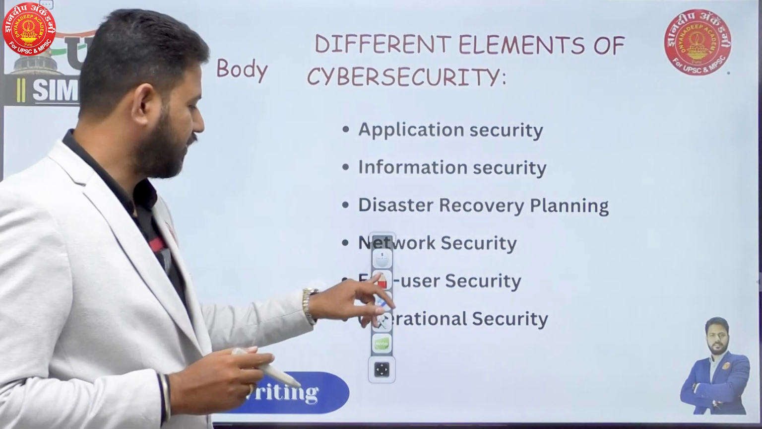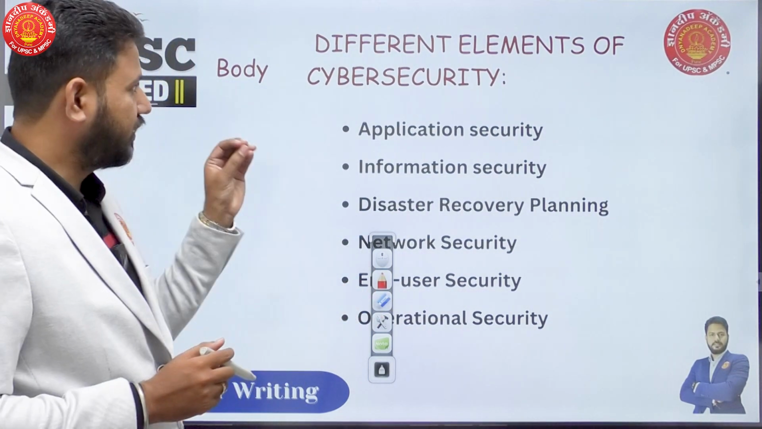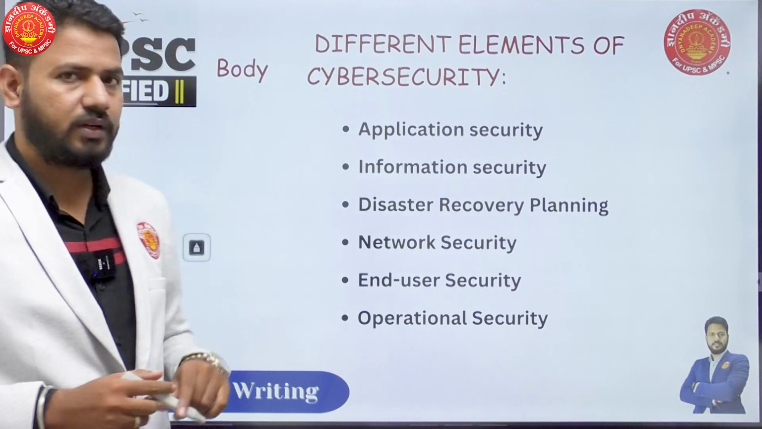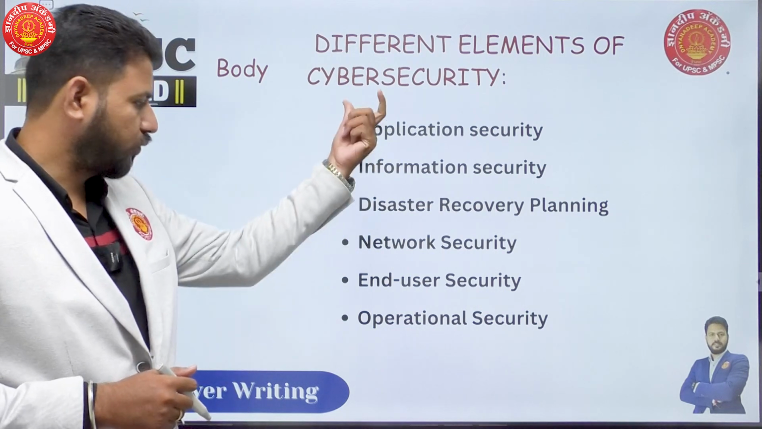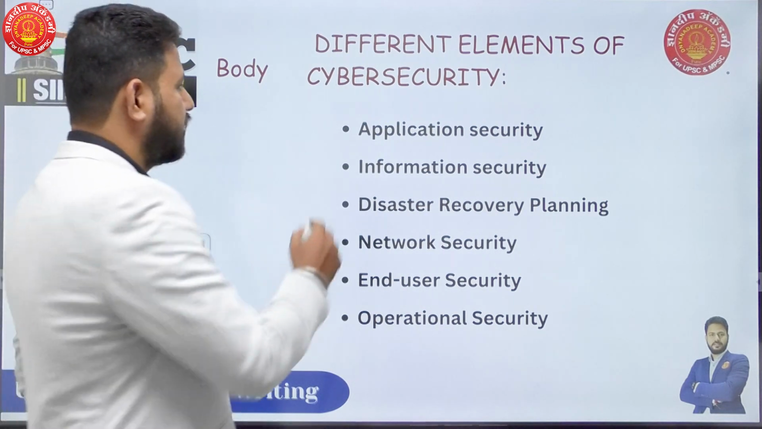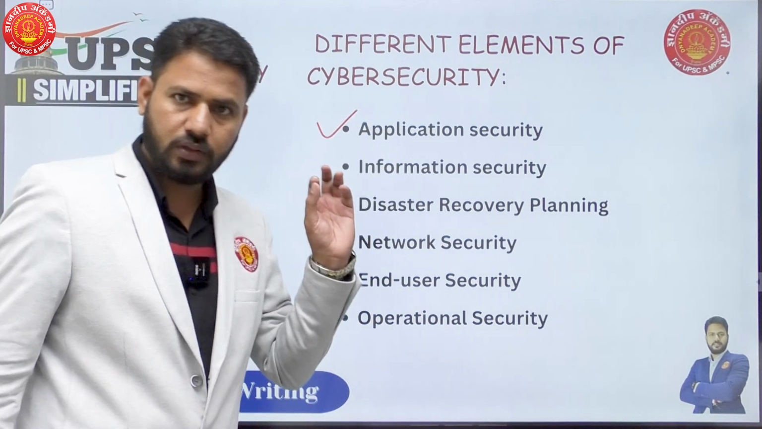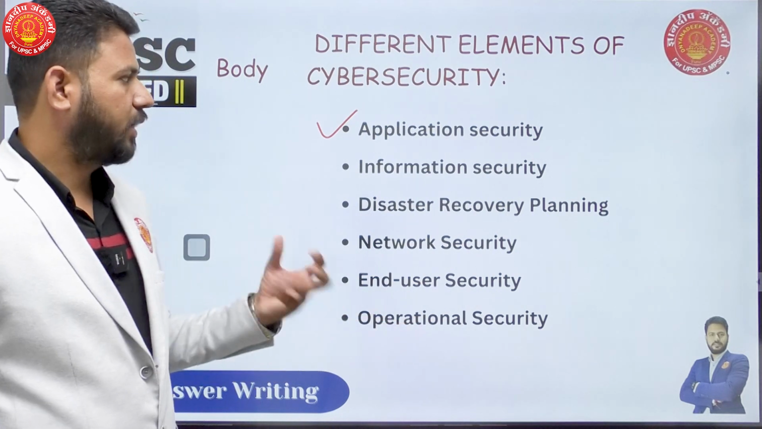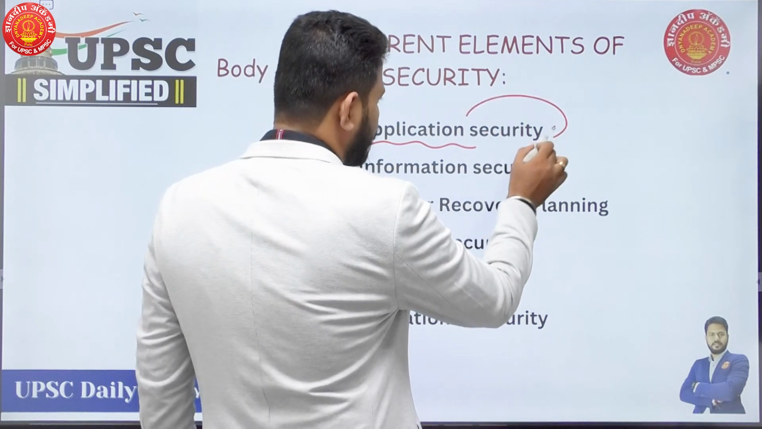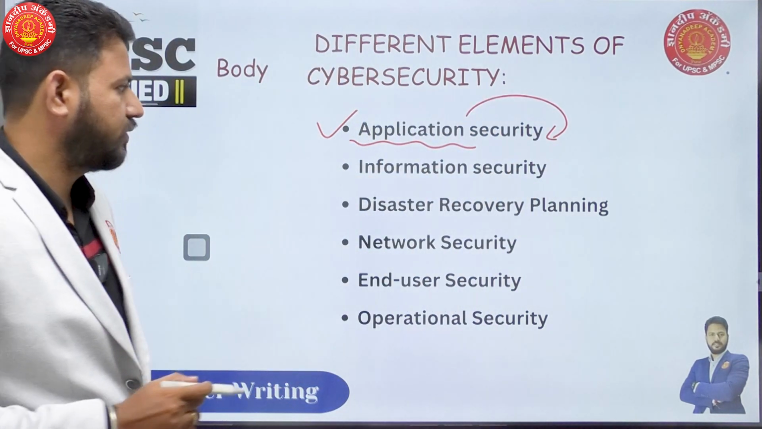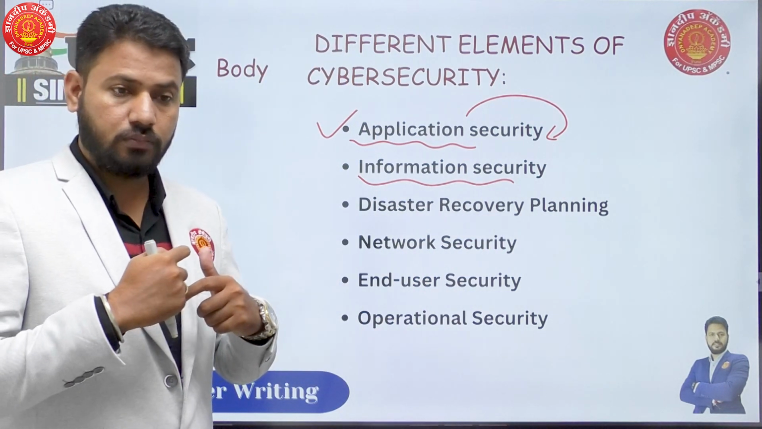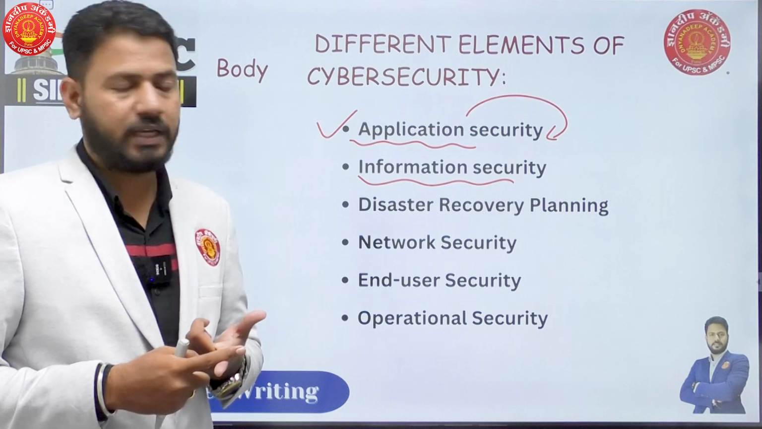Now, the second part here, and again the most important, is what are the different elements of cybersecurity. Now, this is a very bookish part of the answer. You straight away have to know these elements of cybersecurity. Okay, these are very important. Now, the first is application security. I'm not going into details of each of these, but what application security means is that when you're developing applications, you have to ensure that you have built-in security in the applications. Then you have information security. It relates to how you're going to protect the information from cybercrime.